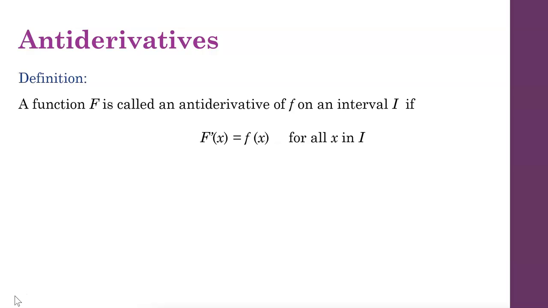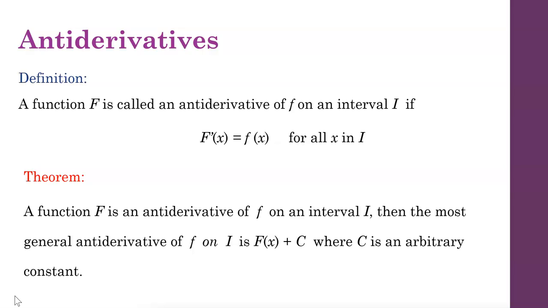Now, the antiderivatives are not unique. 2x is also the derivative of x squared plus 1, or x squared plus 3, and so on. And that gives us the following theorem. If a function capital F is an antiderivative of lowercase f on that interval, then the most general antiderivative of f on that interval is capital F of x plus some arbitrary constant c. Right? And that constant c could be any number, because when we take the derivative of it, it would disappear. And it doesn't matter what that value is for us to get lowercase f.